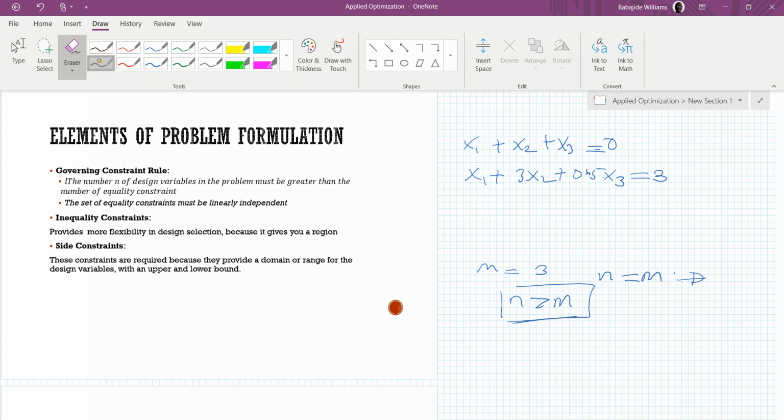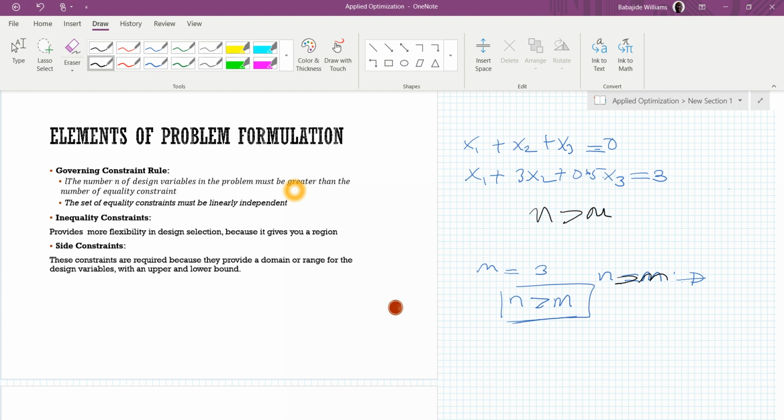Then I can say that n is greater than m. Okay, n is greater than m. This is important. The number of variables in the problem must be greater than the number of equality constraints. You can also test that the set of equality constraints must be linearly independent.